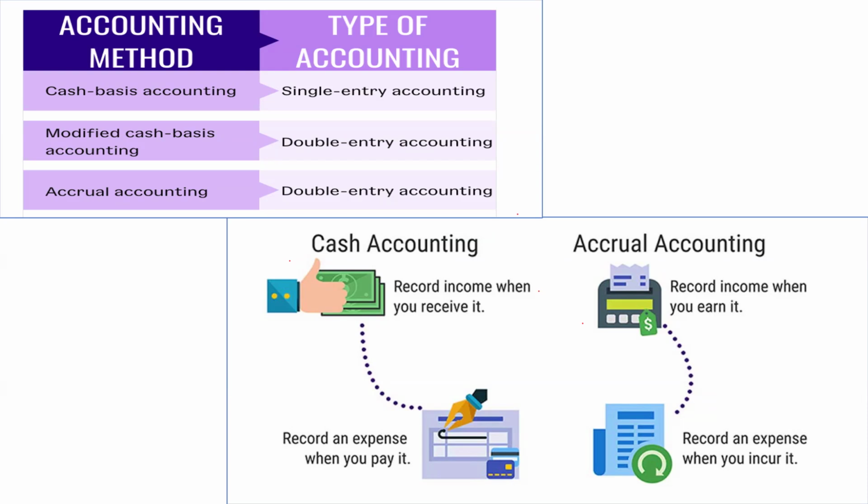Whenever you purchase, you have to pay the amount. When you pay it, then they will consider it as an expense. When you are selling and you are receiving the amount, then they will consider it as income. Immediate action should be done. Money should be received or paid immediately, then you record it in the books. Whereas, accrual accounting methods will be used at the organization level.